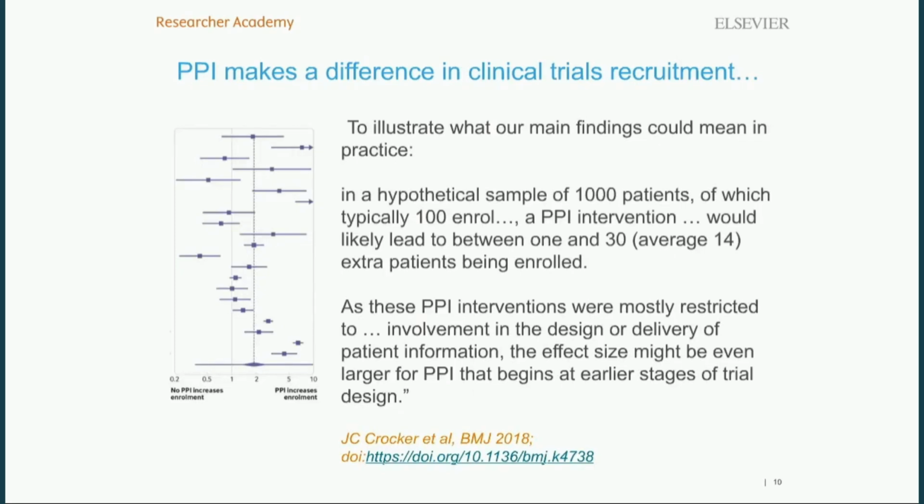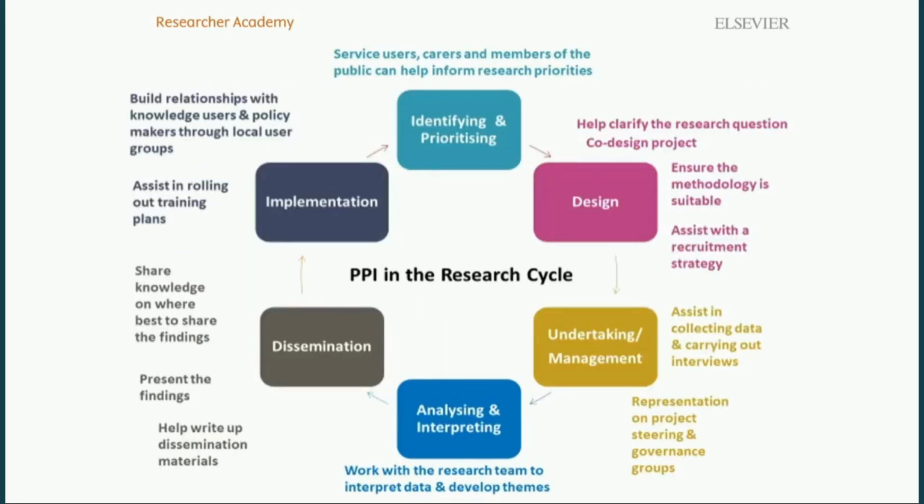So is there any evidence base for PPI making a difference? Well, the evidence base is just beginning to grow, so it is really important that we collect data around this. A recent systematic review was published which looked at 26 clinical trials. What they found was that when there was a PPI intervention in clinical trials, it did increase the number of patients recruited to the trial. The authors suggested that if you had a hypothetical sample of 1,000 patients, you might typically get 100 patients enrolling in a clinical trial. But with a PPI intervention, this could increase by anywhere between 1 and 30 patients enrolling. So some very positive results coming out in terms of recruitment to clinical trials.